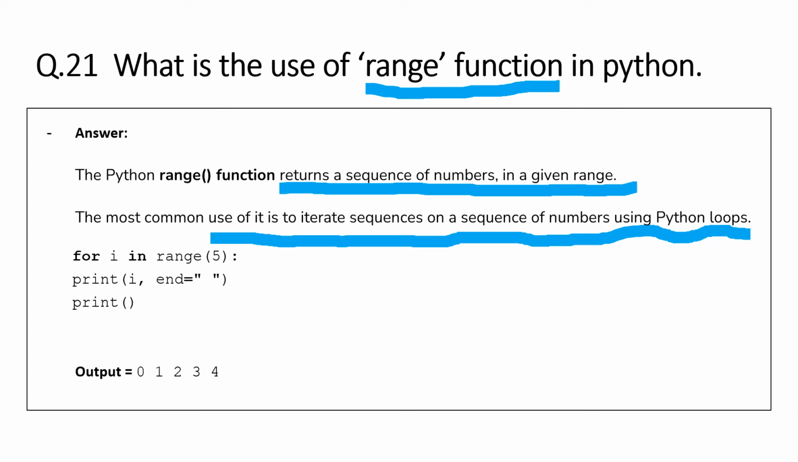So let's go through an example of the same. Here, for i in range 5, we are going to print i. See, the output that we are getting is 0, 1, 2, 3, 4, because the range given is 5, and we can say that it returns a sequence of numbers in a given range.